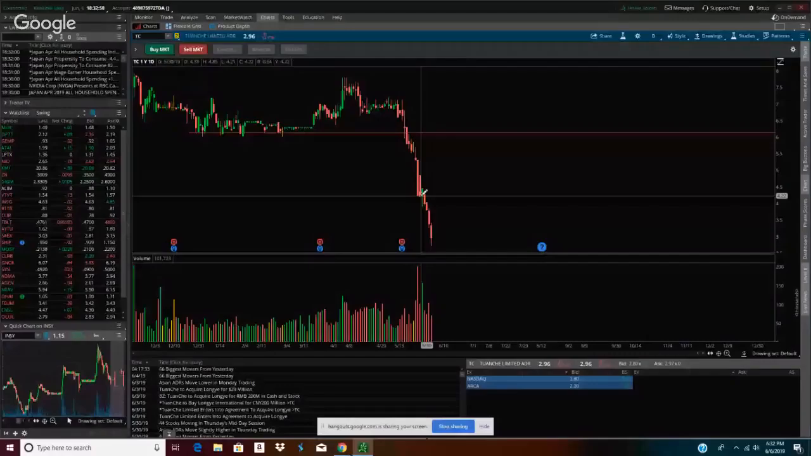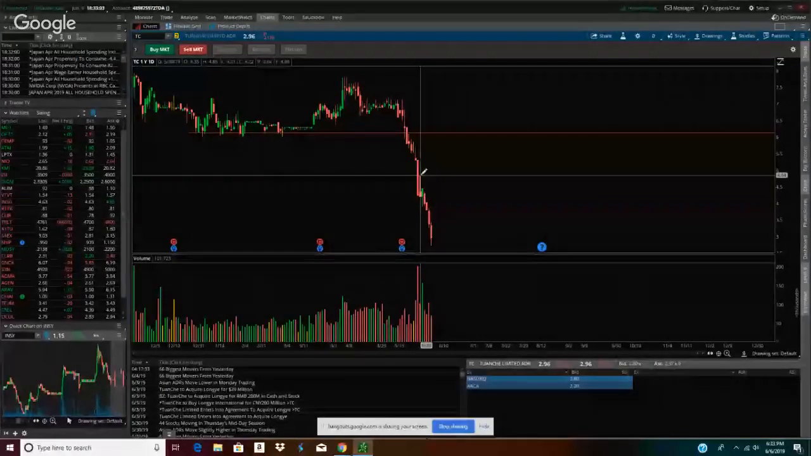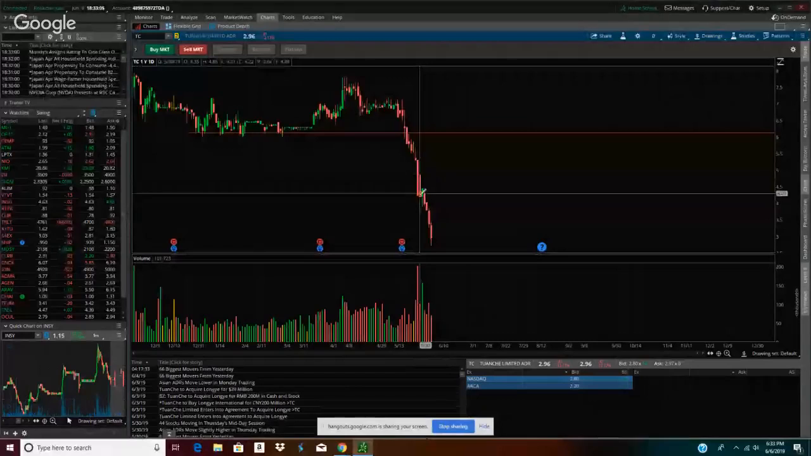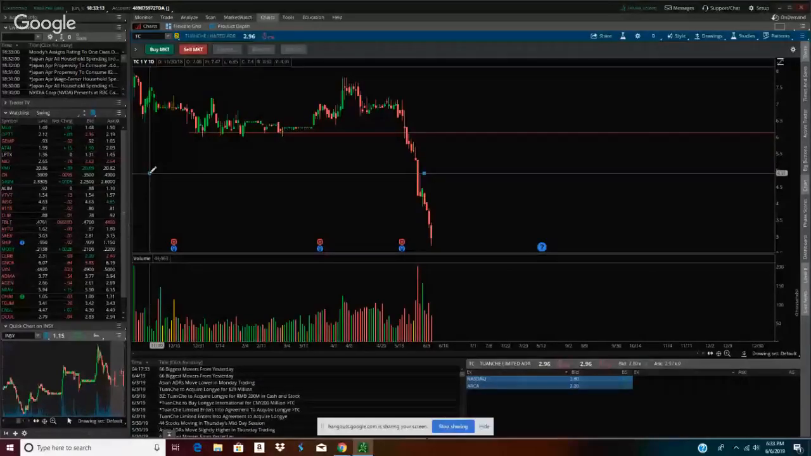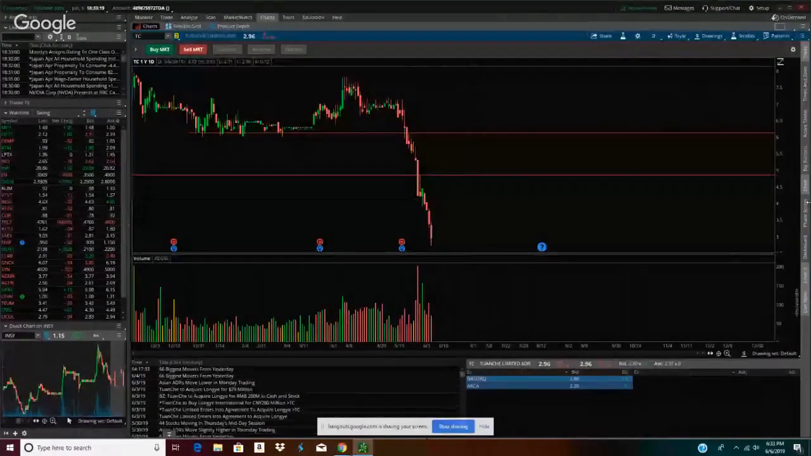So we see it made a high, got rejected here and got pushed back down here. Since it got rejected at this high, we can go ahead and say that will act as another level of resistance, right there. Because it got rejected there, that acts as another level of resistance, right?